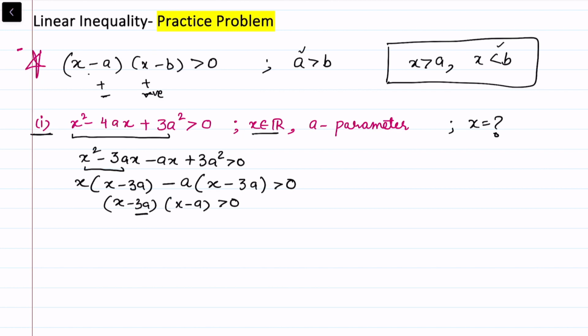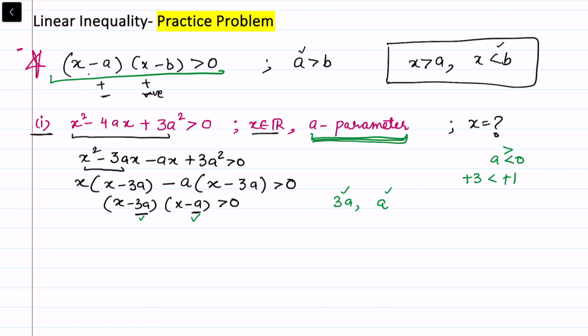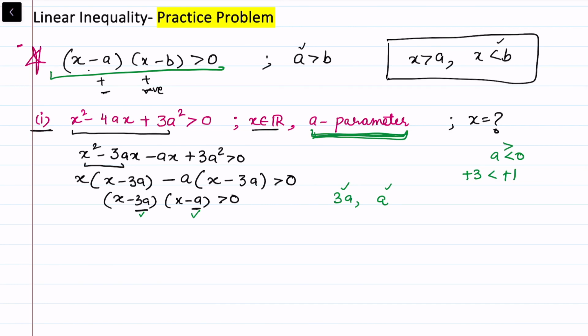So, now 3a and a, I got an expression like this. So, we have a, we have probably this as b. We can see that 3a and a are the two terms that we got. But we do not know what is the value of a. If a is negative, then 3a is smaller than a. If a is positive, then 3a is bigger than a. So we have to consider the cases depending upon what a is.